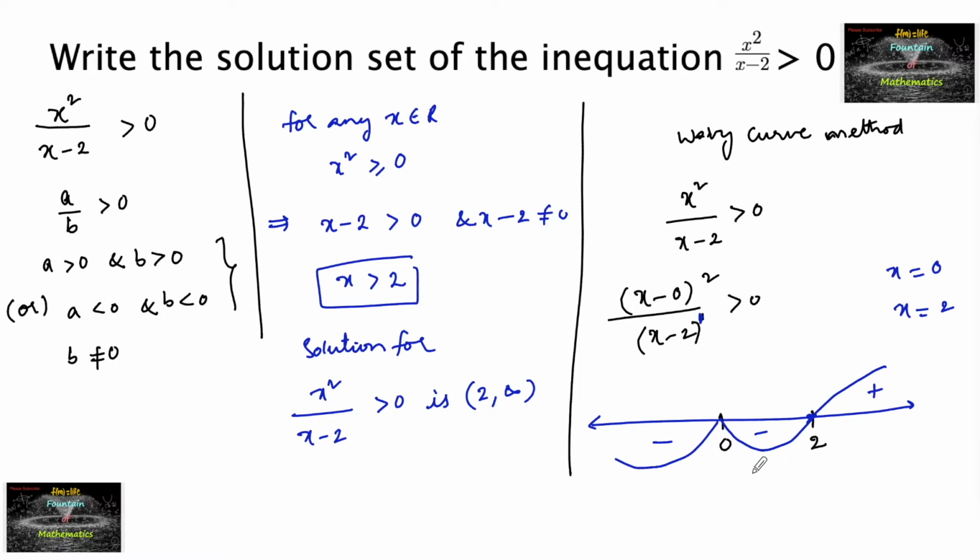And now we can observe from the graph, this inequality x square upon x minus 2 is positive in the interval 2 to infinity. So from 2 to infinity this is positive, hence the solution can be taken as 2 comma infinity, where 2 is not included because x should not be equal to 2, the denominator part, right? Okay, thank you.